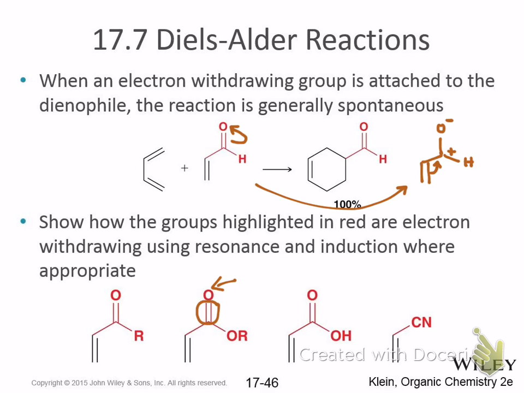So why would this make the reaction go faster? Because it gives more of an incentive for the diene to push electrons into the dienophile. So if there is a partially positive charge here and a partially negative charge here, these electrons will draw this direction. At least that's the concept.